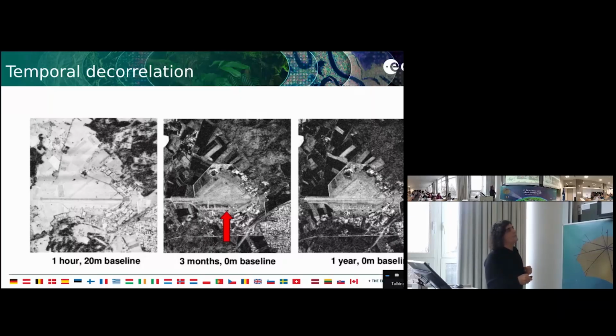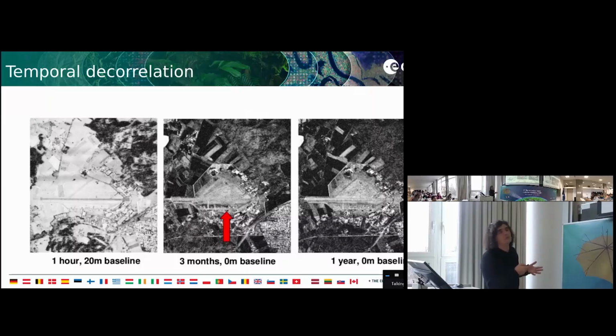You fly 3 months later with a 0 meter baseline, so with exactly the same track as the first acquisition, and you get these correlation maps, okay? Everything which is black corresponds to a low correlation. So it means that the reflectivity or the response of the environment changed. And this is very normal.